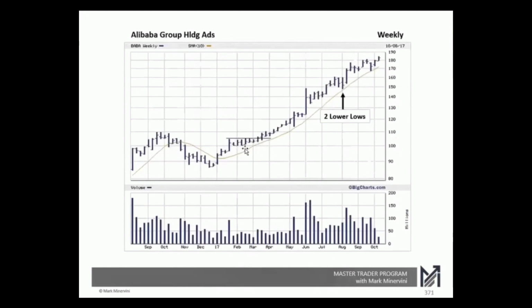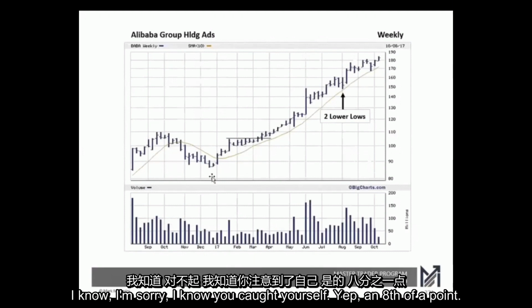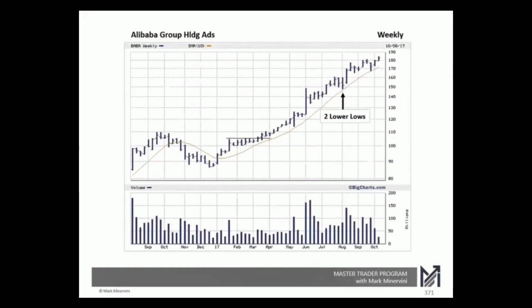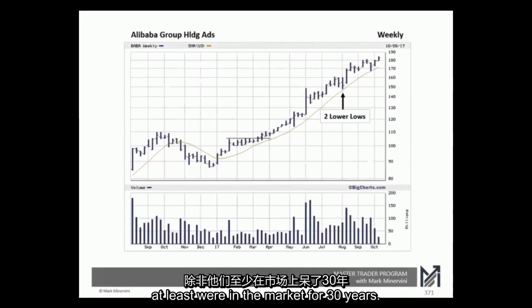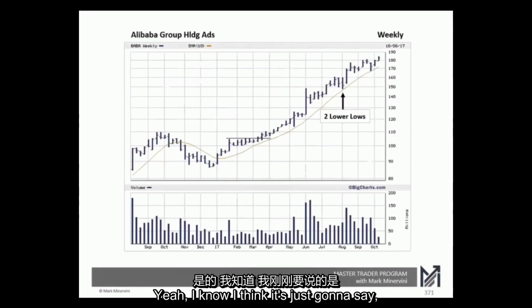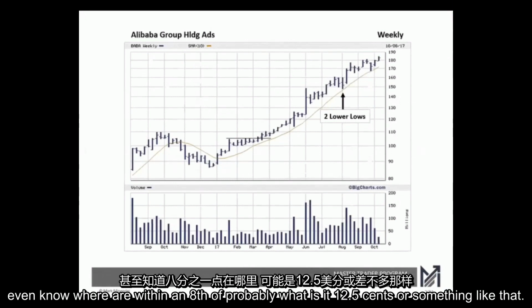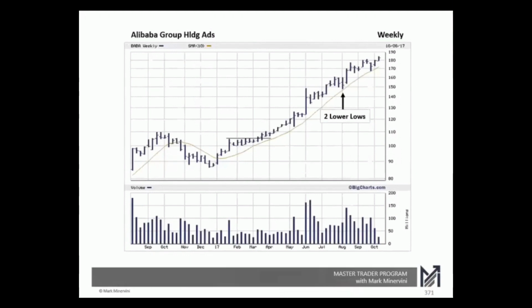And by the way, Dave just dated himself by calling it 1/8. I know, I'm sorry. I know you caught yourself. Yep, 1/8 of a point. Who nowadays would talk in eighths unless they had been in the market for 30 years? No one even knows what the equivalent to 1/8 of a point is. I wonder if some of these kids trading know. It's probably 12.5 cents or something like that. And then we used to trade in the teenies. Remember teenies? At 16. Oh, yeah.